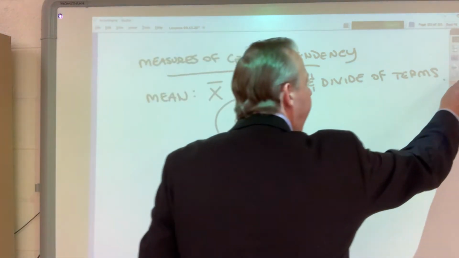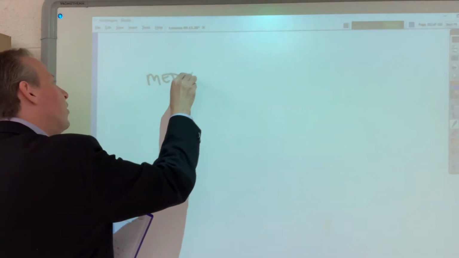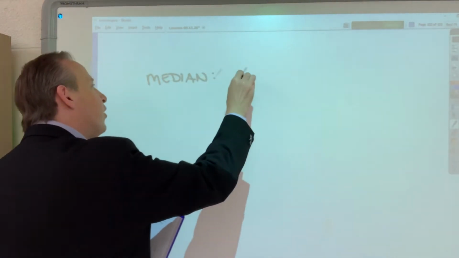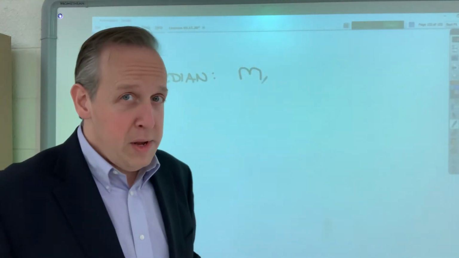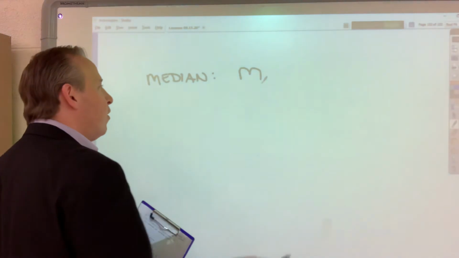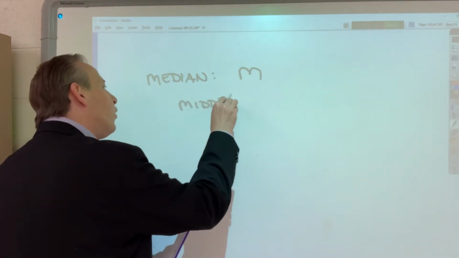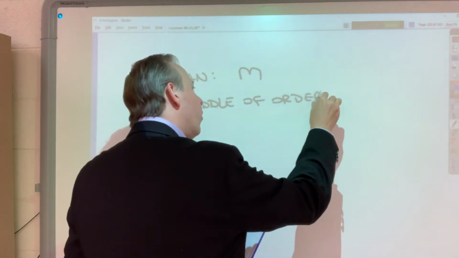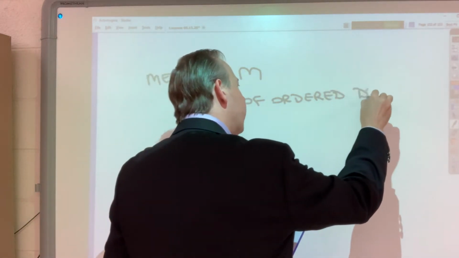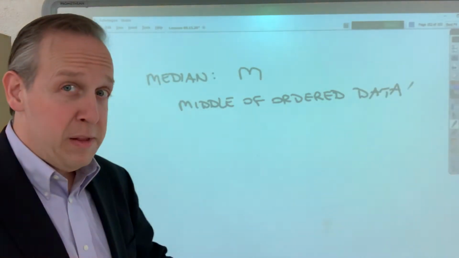You already know that. M stands for the median. Here's another measure of central tendency. It's just the lowercase m. That's the symbol we use for the median. Again, not so creative. And it's the middle of ordered data. It's important that it's ordered data. You don't want to look for the middle of a list of data that's not in order. That would not be the median.